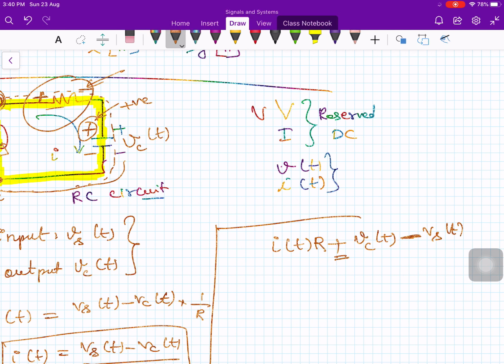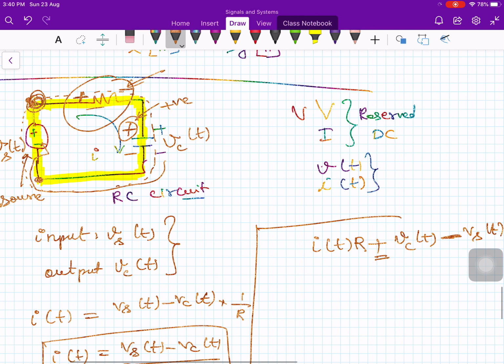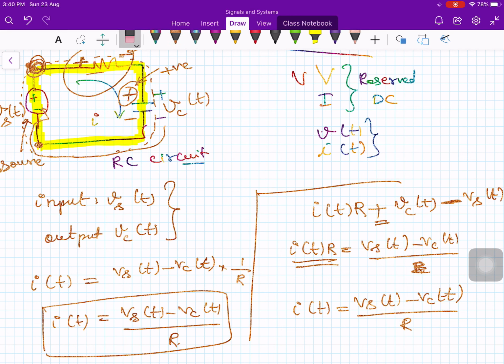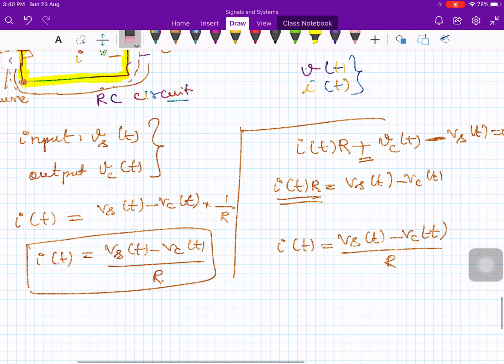Now rearrange this equation. I of t times R is equal to Vs of t minus Vc of t. So this is the voltage drop across the resistor. Now what we want is the current I of t, which is, sorry, this R will not come, Vs of t minus Vc of t, whole divided by R. So this is the current flowing through the resistor or through the circuit.